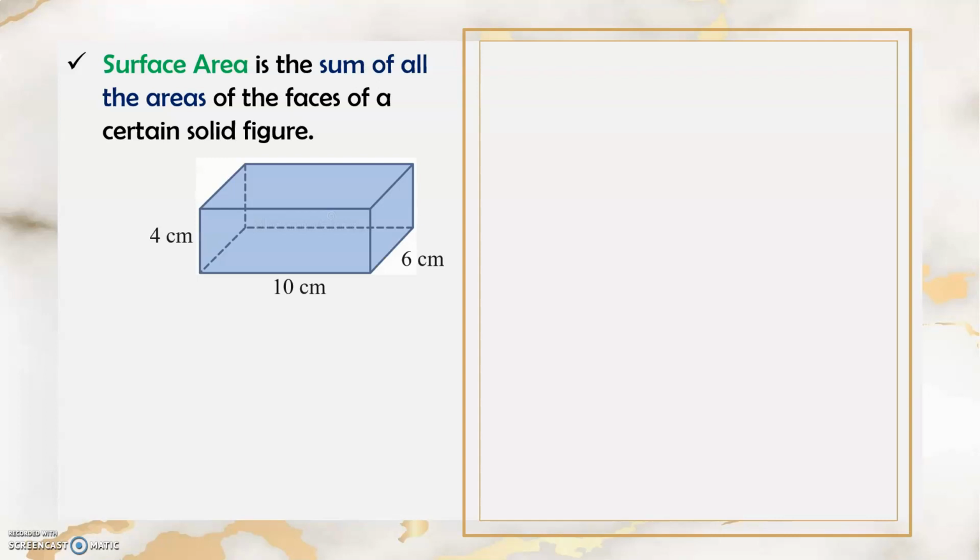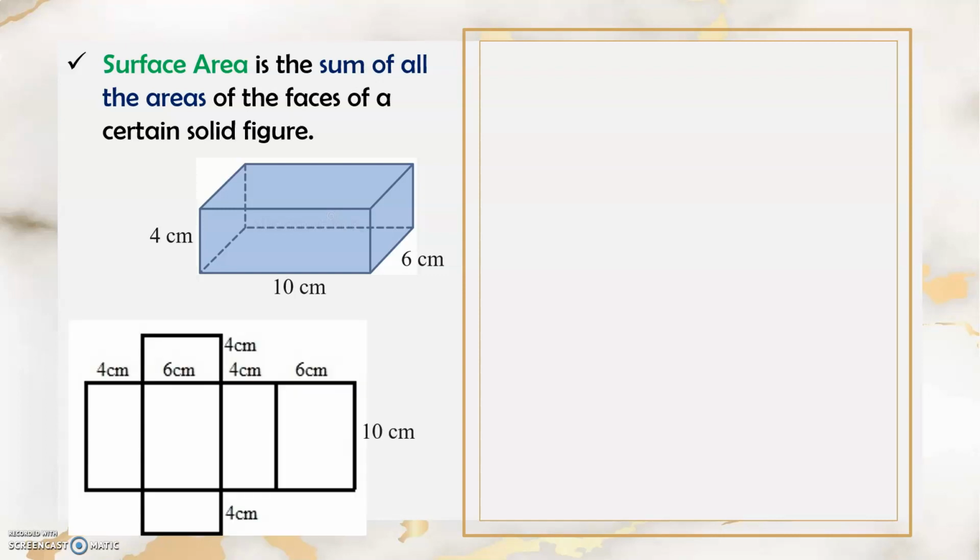Remember, when you say surface area, it is the sum of all the areas of the faces of a certain solid figure. For example, if you are asked to look for the surface area of this rectangular prism, which is 4 centimeters in height, 10 centimeters in length, and 6 centimeters in width, we have to find the area first of all its faces. And it will be much easier for us to do that if we will visualize the net of this solid figure.